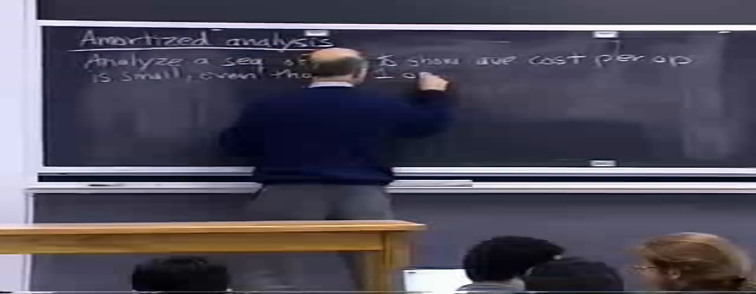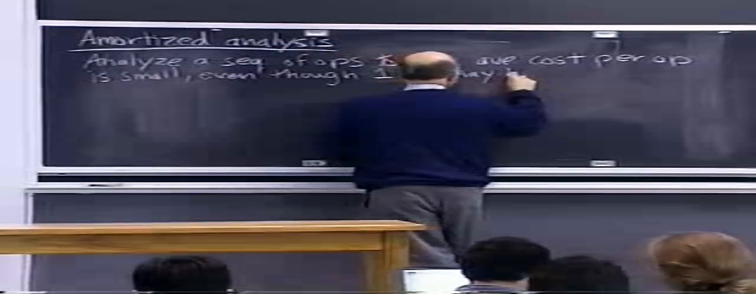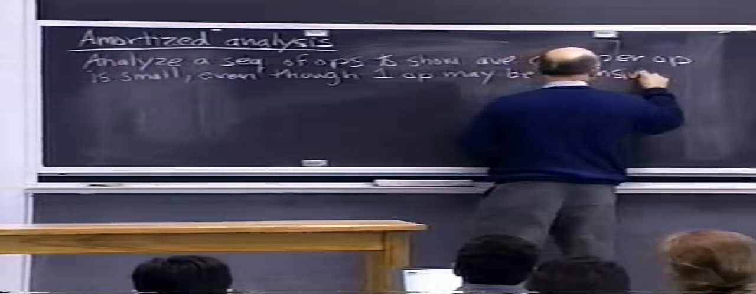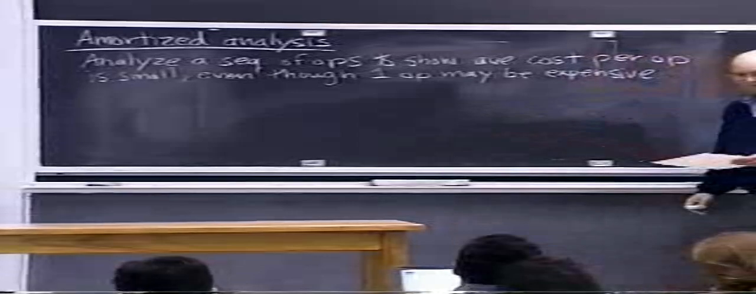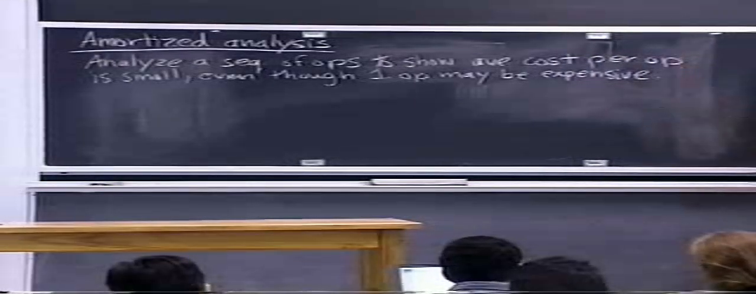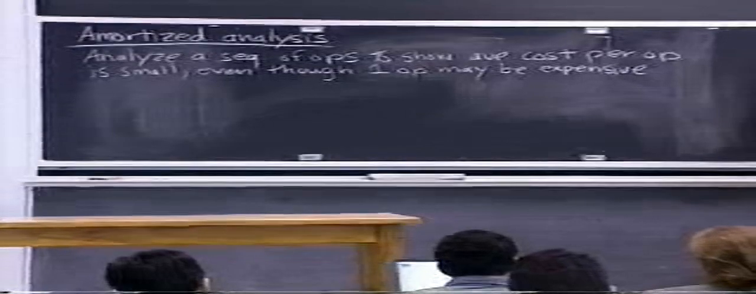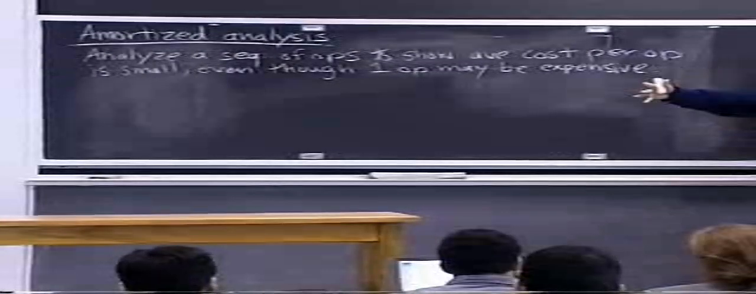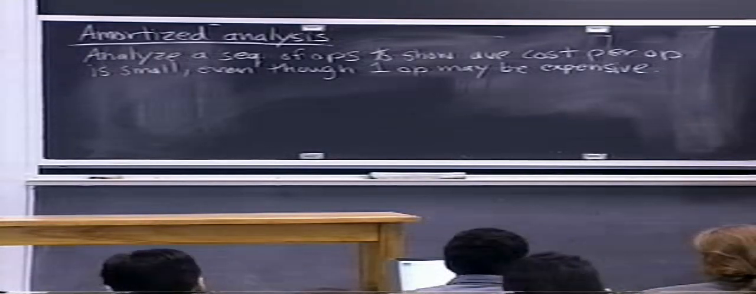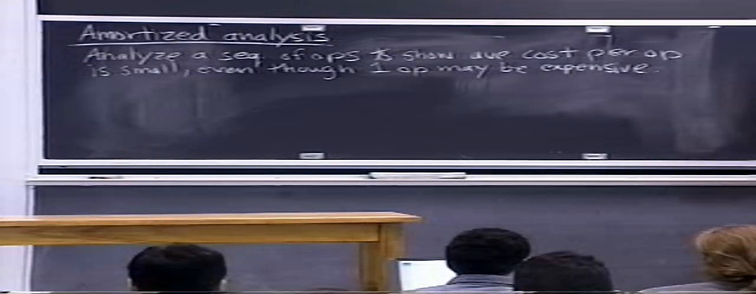Even though one operation may be expensive. Okay? That's typically what we're doing when we do an amortized analysis. We're trying to show that some aggregate behavior, that the overall thing is small, even though one may be expensive.